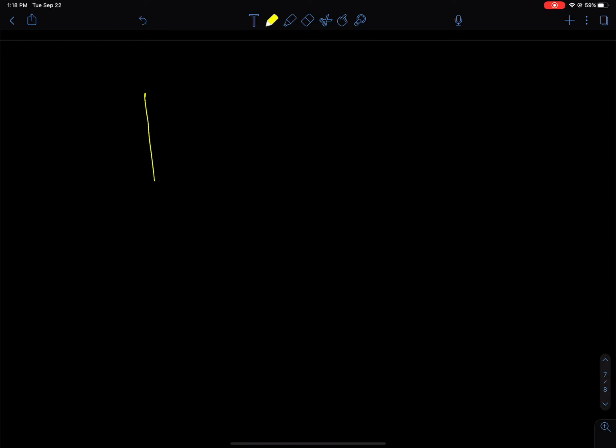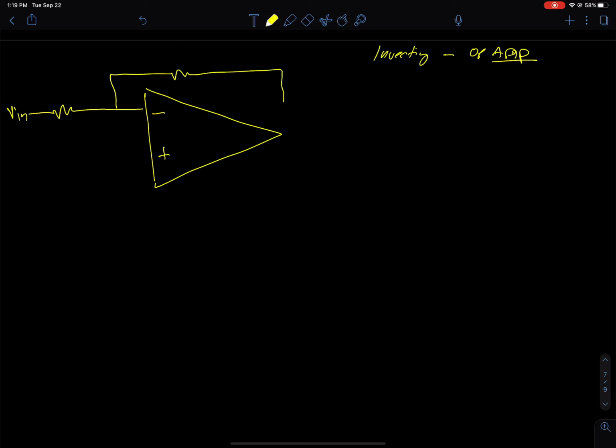Okay, today we're going to do the derivation for an inverting op amp. I can't spell amp, just bear with me here. So, in an inverting op amp, our voltage input occurs on the inverting input right there, the negative sign.